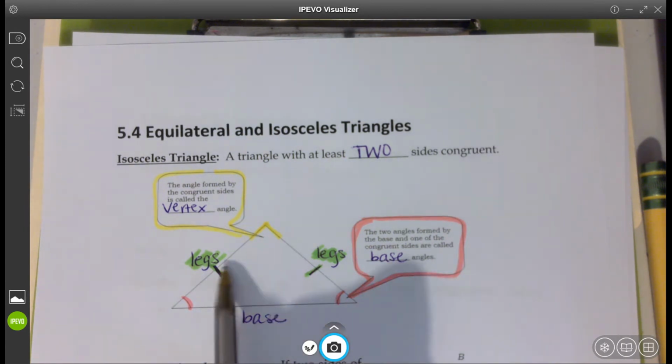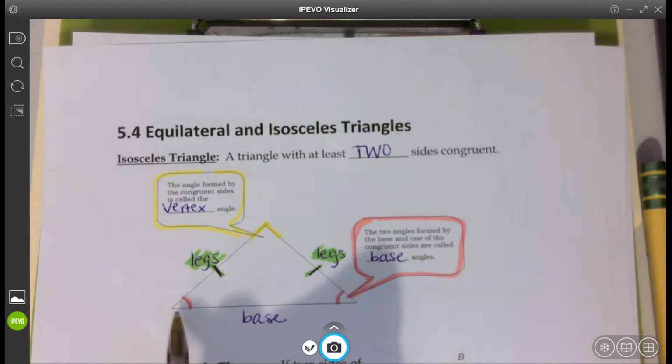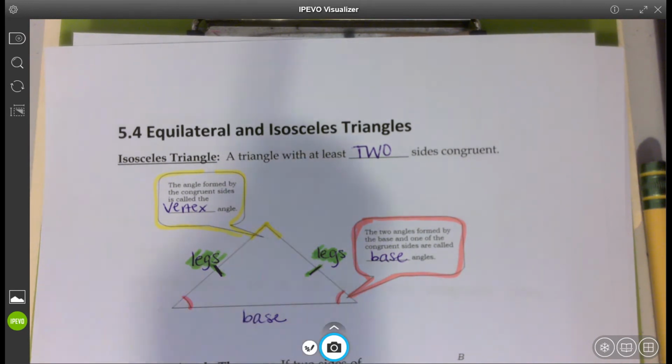Here are my two sides, which I'm referring to as the legs. They are congruent. And then at the bottom, you'll see I actually have two angles that are congruent. We call the base angles. And at the very top, that last angle is actually called our vertex angle.